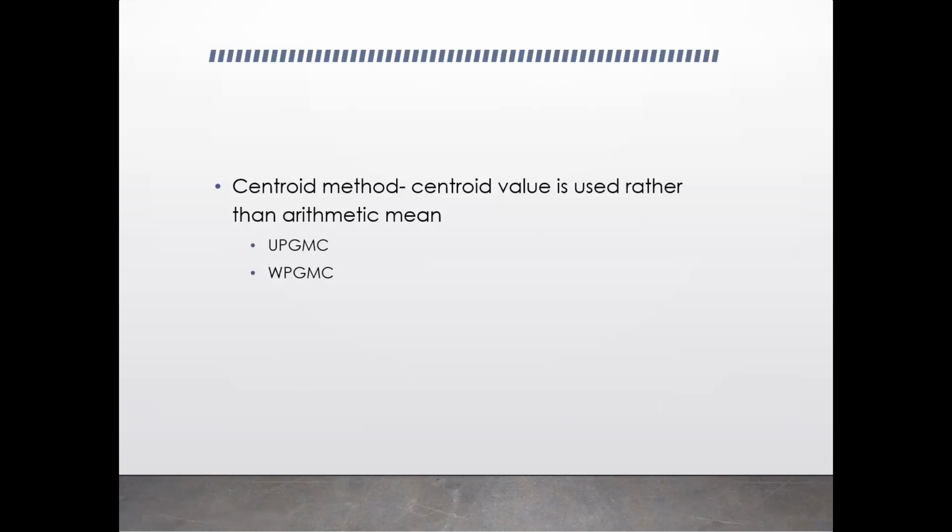And the centroid method: here, rather than the arithmetic mean, the centroid value is taken into consideration. Here also two variations are there. Unweighted pair group method using centroid value, and weighted pair group method using centroid value. The difference is similar to the way we discussed in the case of arithmetic mean. Here each candidate is weighted equally, whereas here each cluster is weighted based on its size. The only difference in comparison with the arithmetic mean is that here the centroid value is taken into consideration.